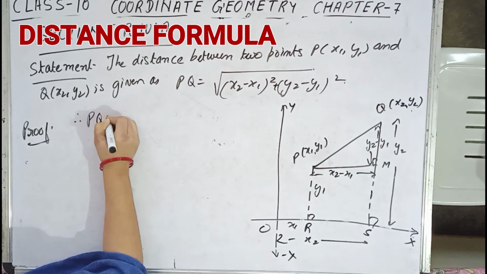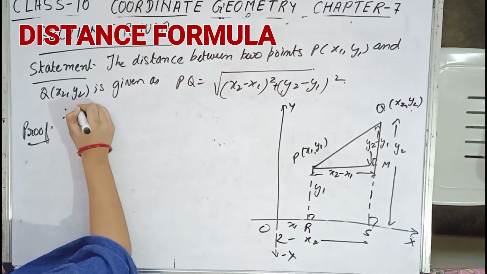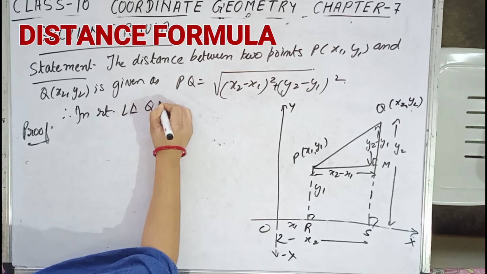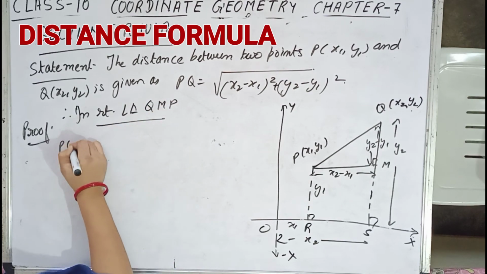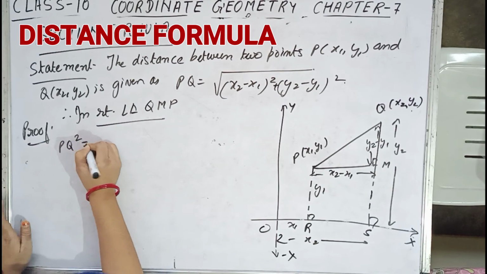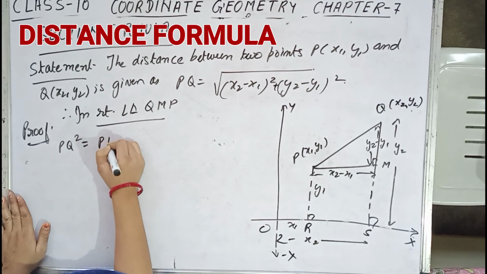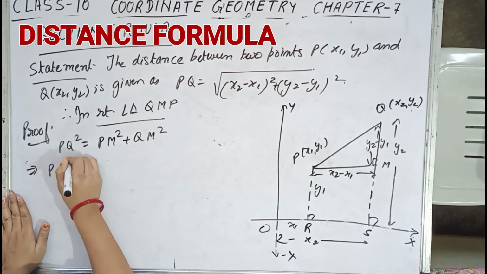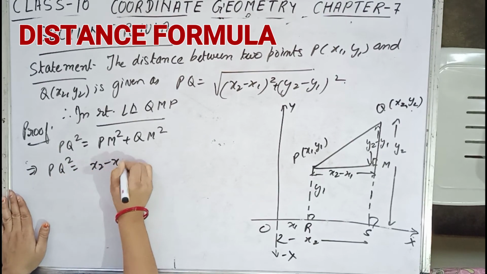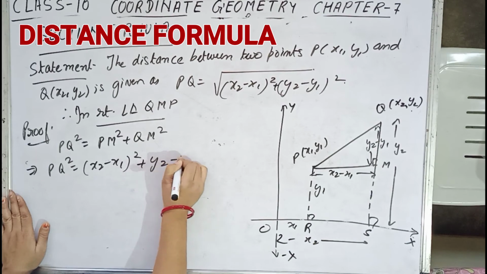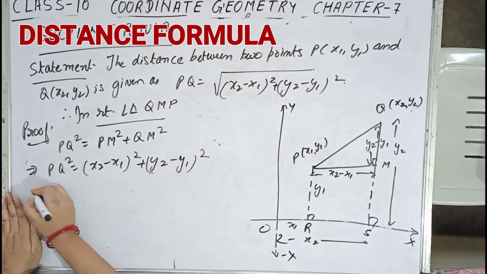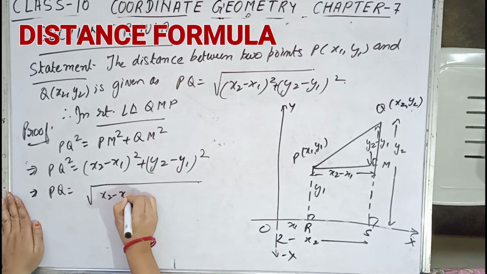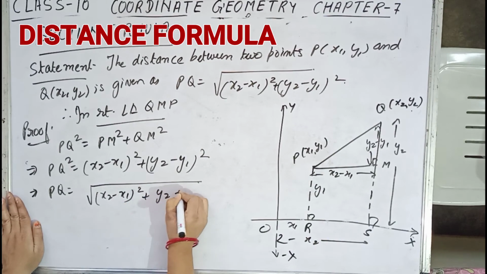Therefore in right angle triangle QMP, PQ square equals PM square plus QM square. This implies PQ square equals (x2 minus x1) whole square plus (y2 minus y1) whole square. Now this implies PQ equals under root of (x2 minus x1) whole square plus (y2 minus y1) whole square.